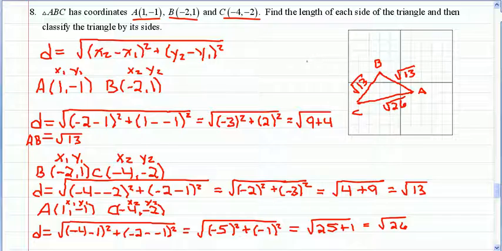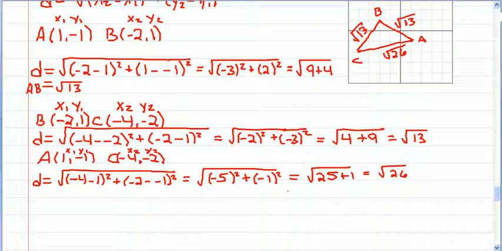So the length of each side, I'll just lower this a bit and put the answer, are square root of 13, square root of 13, the square root of 26, and we only have to classify it by its sides, and since two of them are equal, it's an isosceles triangle.